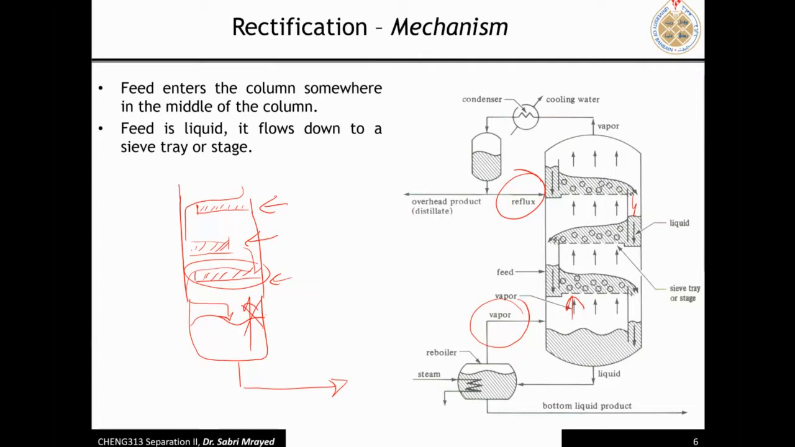Is this clear? So remember, for distillation columns, we need to have reflux and we need to have vapor.